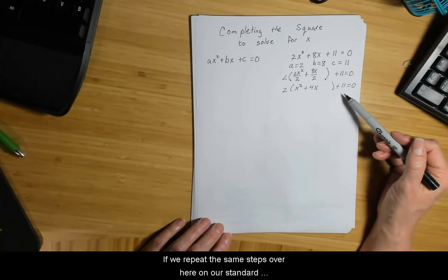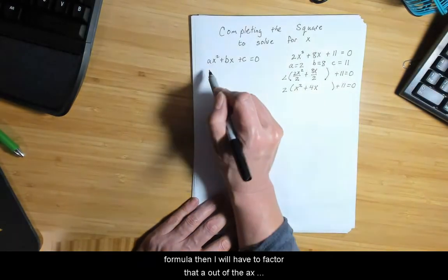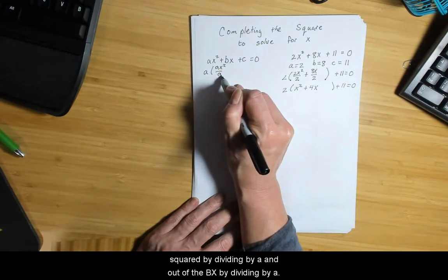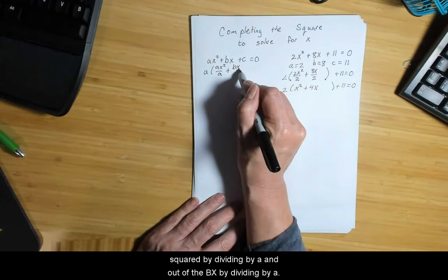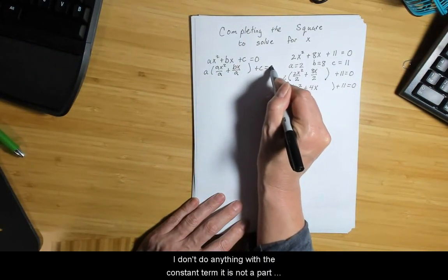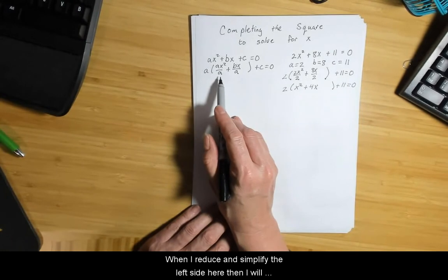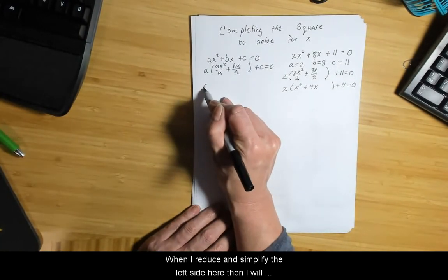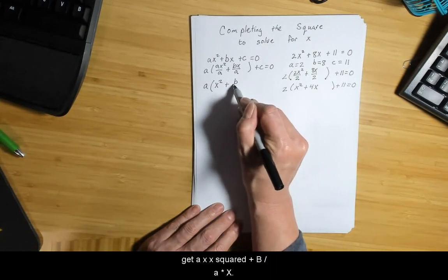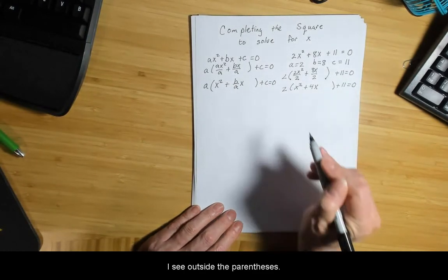If we repeat the same steps over here on our standard formula, then I will have to factor the a out of the ax squared by dividing by a, and out of the bx by dividing by a. I don't do anything with the constant term. It is not a part of completing the square. When I reduce and simplify the left side here, then I will get a times x squared plus b divided by a times x, plus c outside the parentheses, equal to 0.